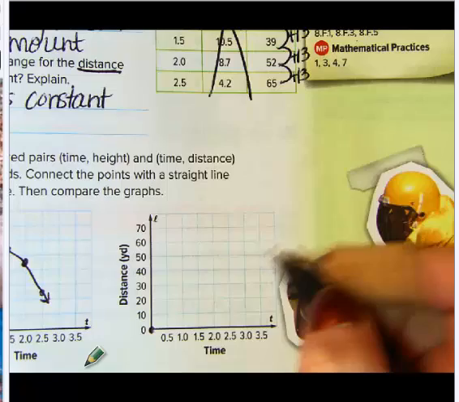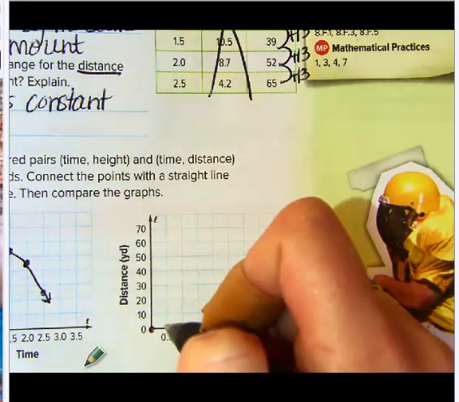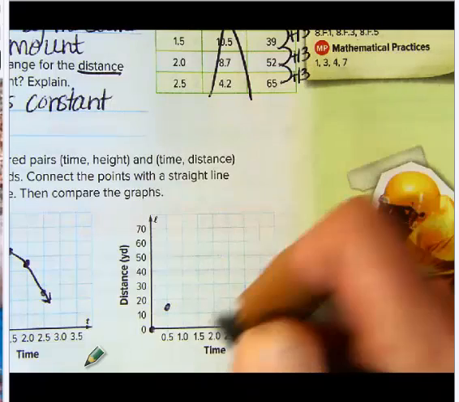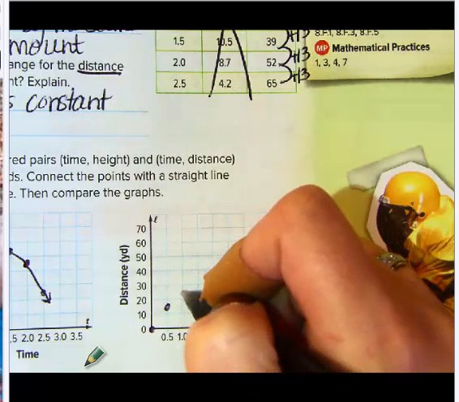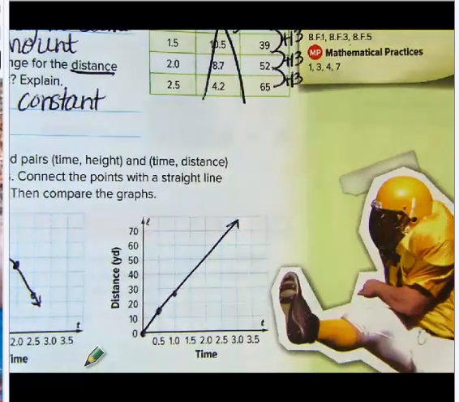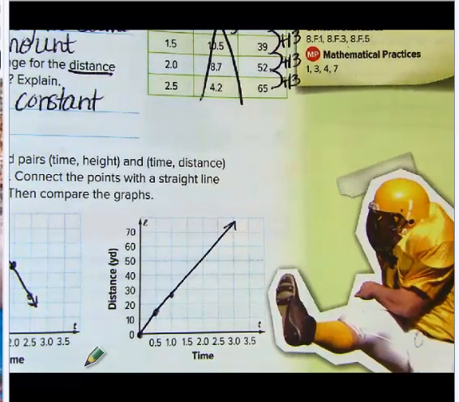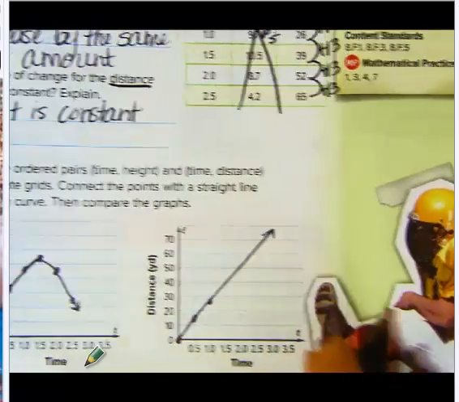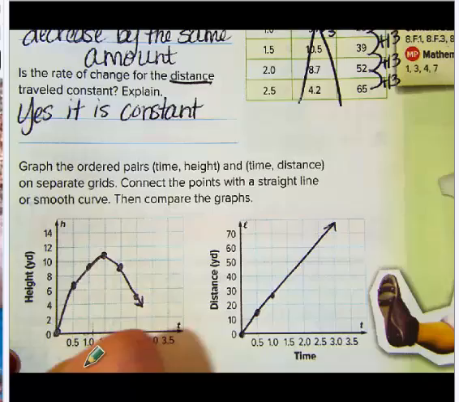At 0.5, it's at 13, so I'm going to go up to 13. At 1, it's 26, so I'm going to go up to 26. That one's not very straight because I freehanded it, but it will be a straight line going up. This one then is nonlinear.